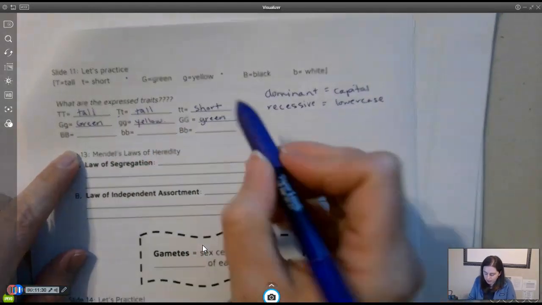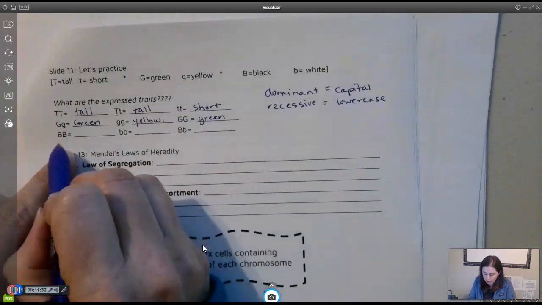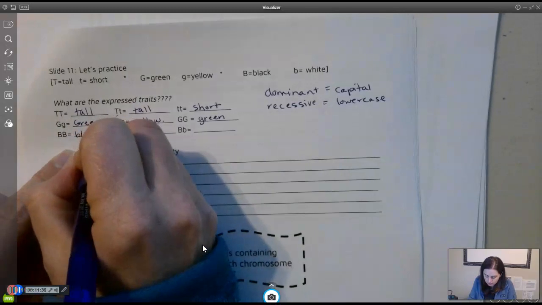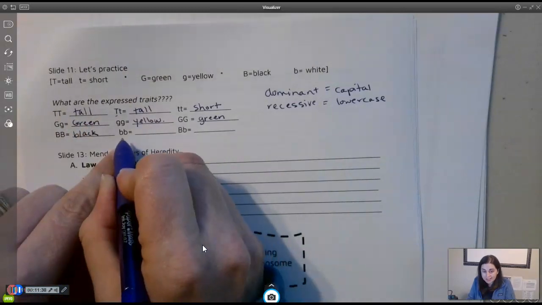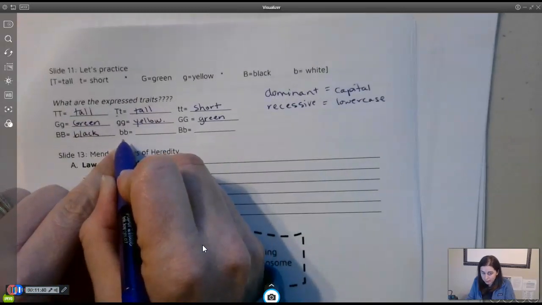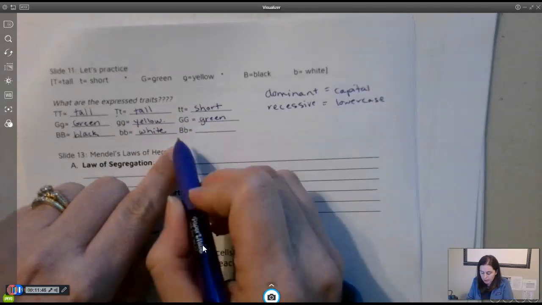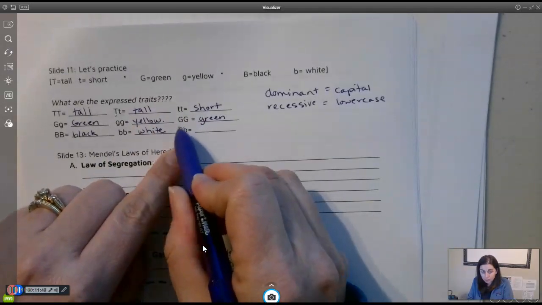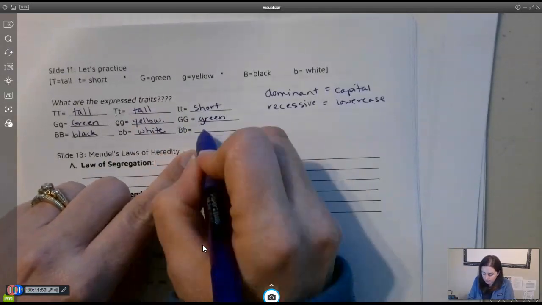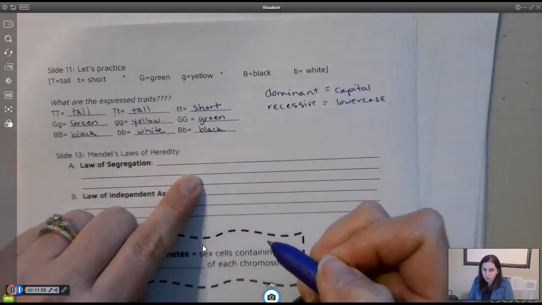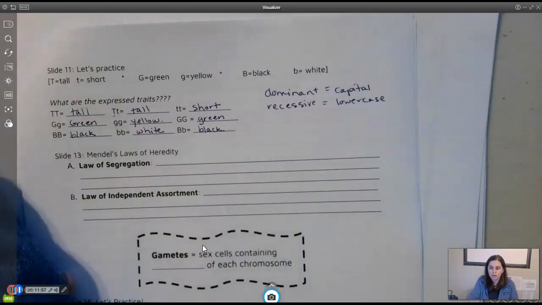Last but not least, we have our black versus white. So two dominant blacks will get you black. Two recessive whites, little b's, are going to get us white. Okay? And a heterozygous, a mixed hybrid one, will give us black. Okay? So hopefully that's something that you guys can practice.